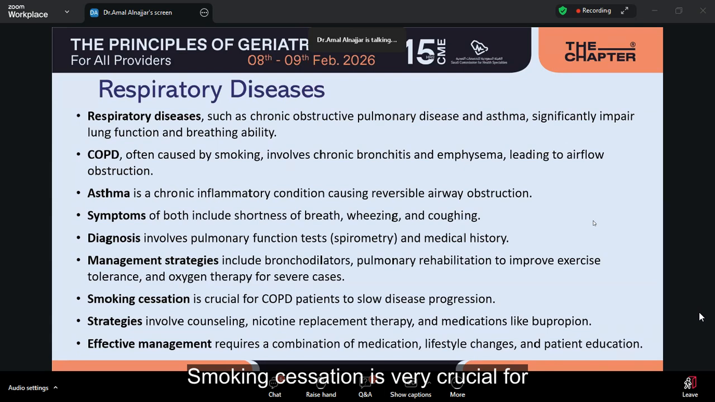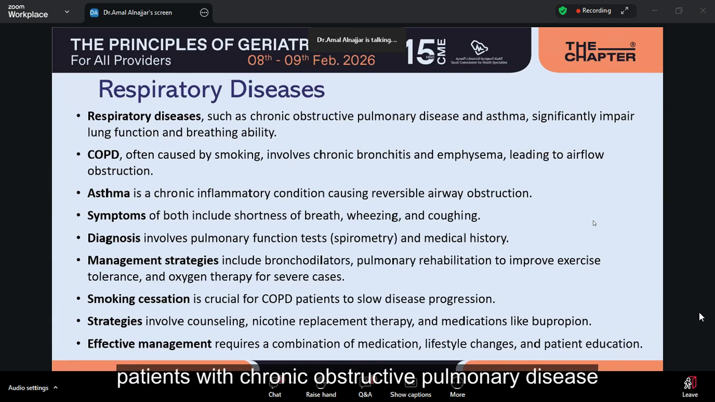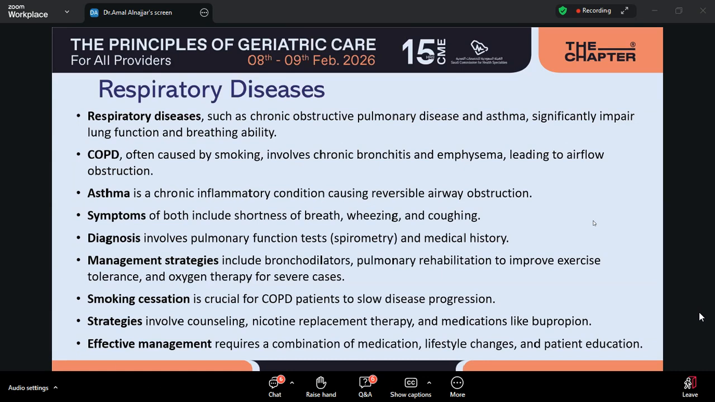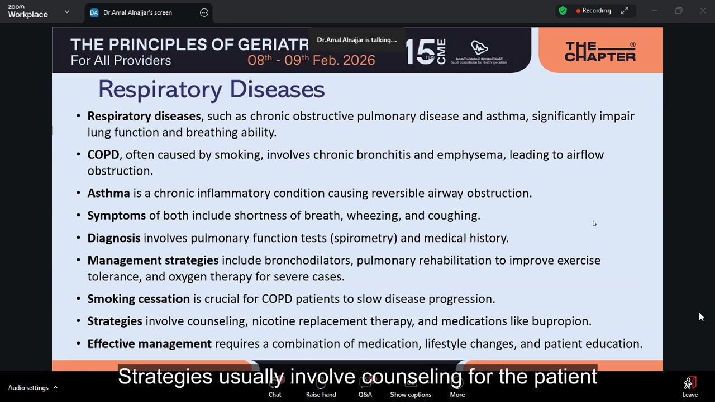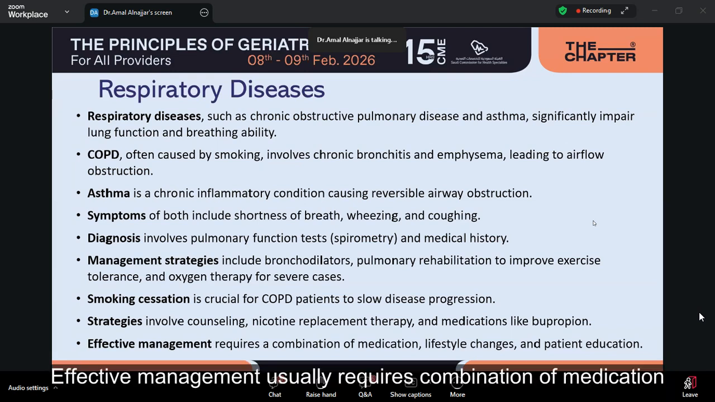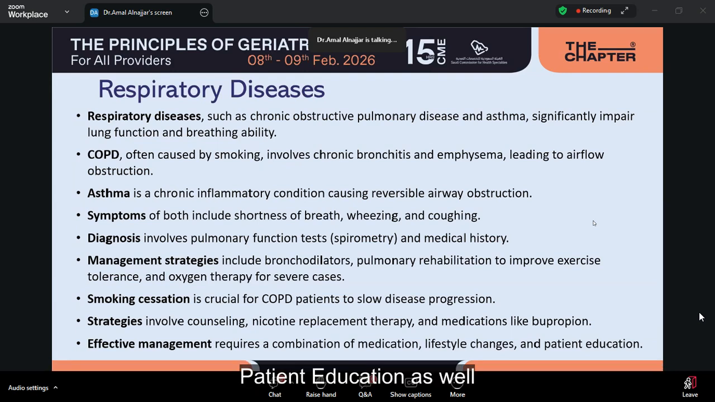Smoking cessation is very crucial for patients with chronic obstructive pulmonary disease to slow disease progression and reduce the symptoms that the patient can suffer from. Strategies usually involve counseling for the patient, nicotine replacement therapy as a trial to stop smoking, and medications like bupropion. Effective management usually requires a combination of medication, lifestyle changes, and patient education as well.